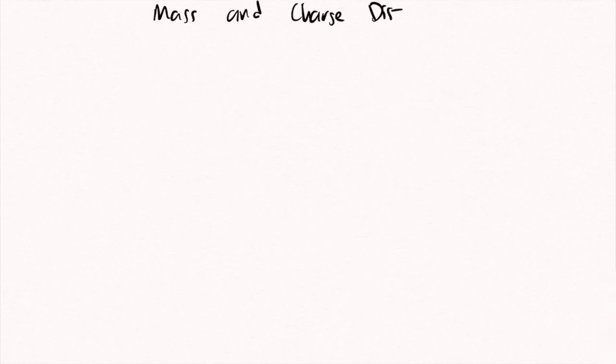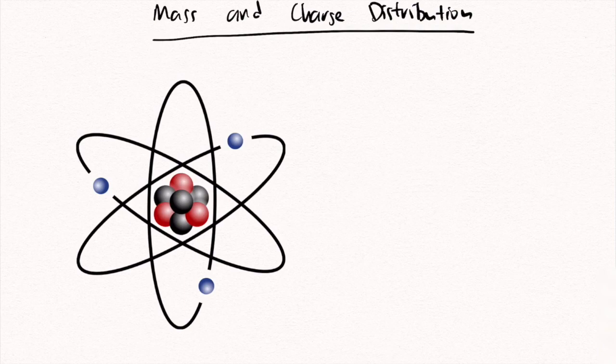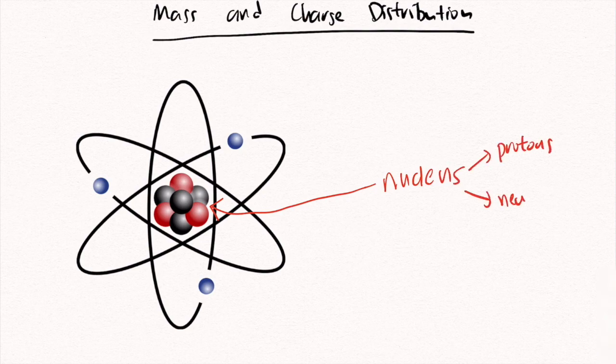Next, I'll be talking about the mass and charge distribution in an atom. Here is a schematic representation of an atom. In the middle of the atom lies the nucleus, where we can find the protons and the neutrons. The nucleus is surrounded by electrons, which forms the electron cloud. The nucleus contributes almost all of the mass of an atom because of the relatively large masses of both the neutron and the proton as compared to the electron.